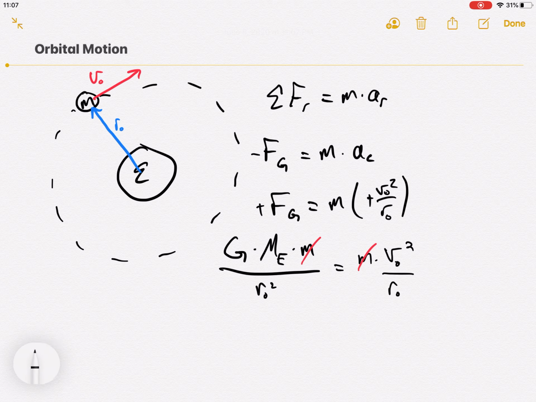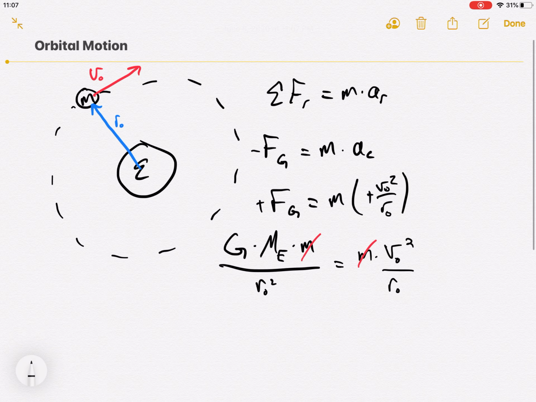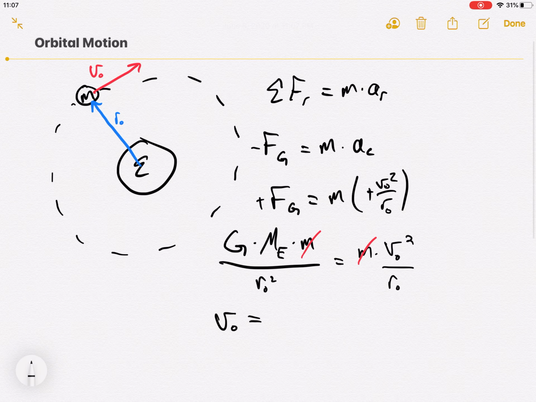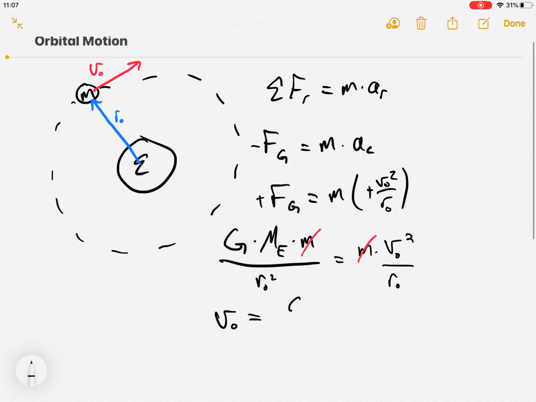Okay, so we could solve for, say, the orbital velocity. So the orbital velocity is going to be, we're going to multiply by an r orbit. That's going to give me GM over r, and then I need to square root it. So GM over r and a square root.